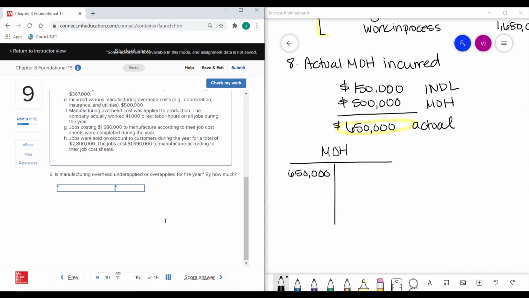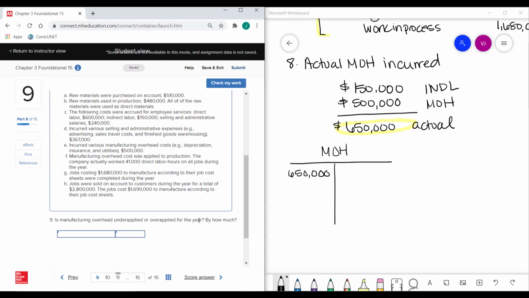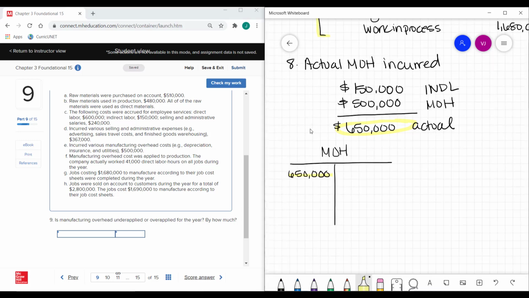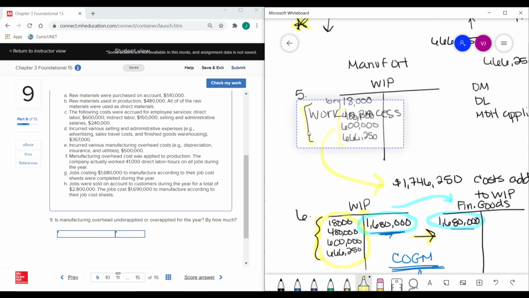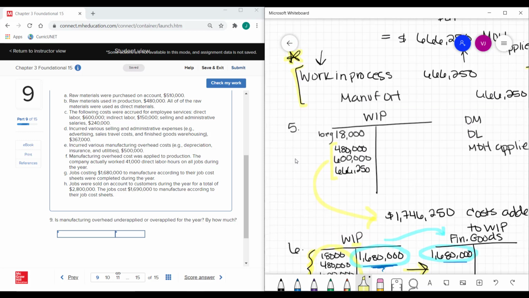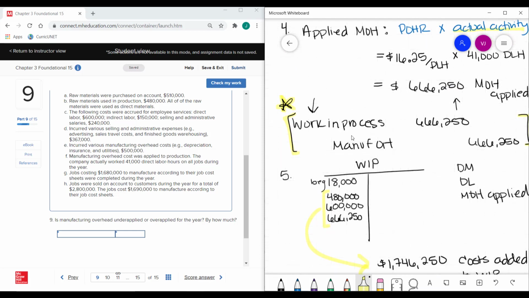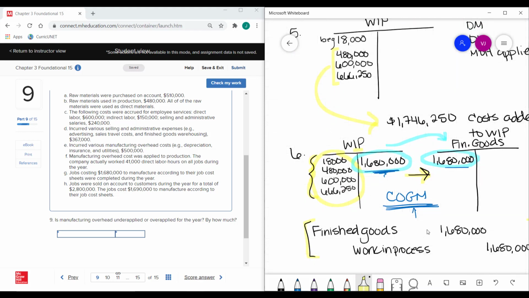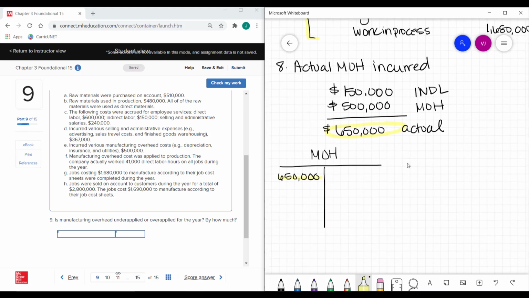Number 9. Is manufacturing overhead underapplied or overapplied for the year, and by how much? Well, we know what the actual amount is, right? We just did that. But didn't we apply overhead to the account with the entry, right? Let's just go back to see what that was. That was here on number 4, right? We debited work in process and credited overhead for $666,250. So the applied side is the right side, right? So after we made that entry, we should see $666,250 on the right-hand side. Okay, so we have our actual on the left and our applied on the right.